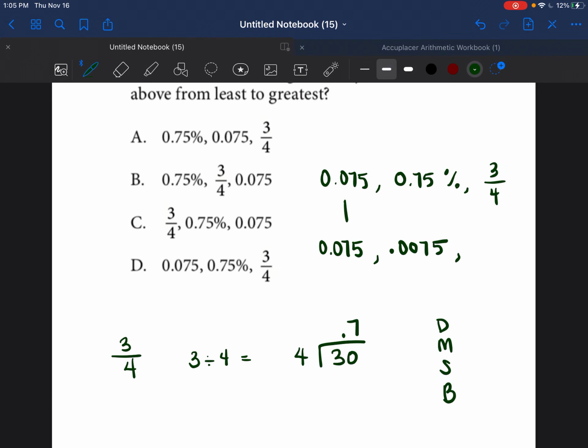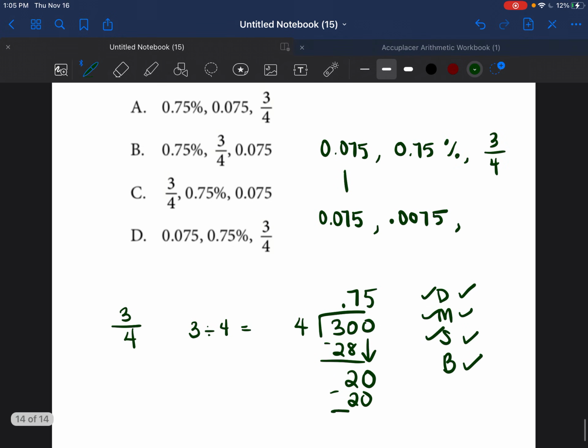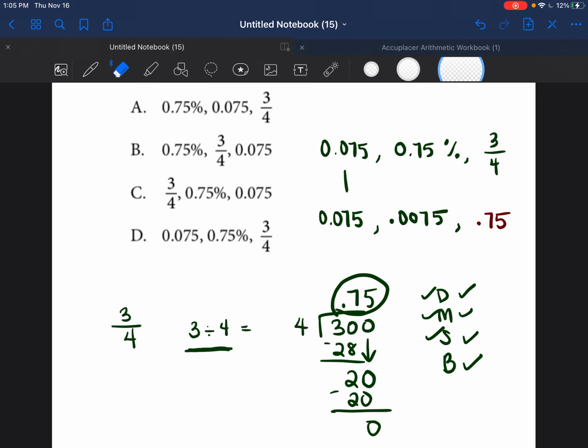So 4 goes into 30 7 times. 7 times 4 is 28. Then we're going to subtract. 30 minus 28 is 2. And then we're going to bring down another number. Okay, how many times does 4 go into 25? So we divided. We're going to do 5 times 4, which is 20. We're going to subtract. 20 minus 20 is 0. And there's nothing more to bring down. So 3 divided by 4 is equal to 0.75. So now we know 3/4 is equal to 0.75.